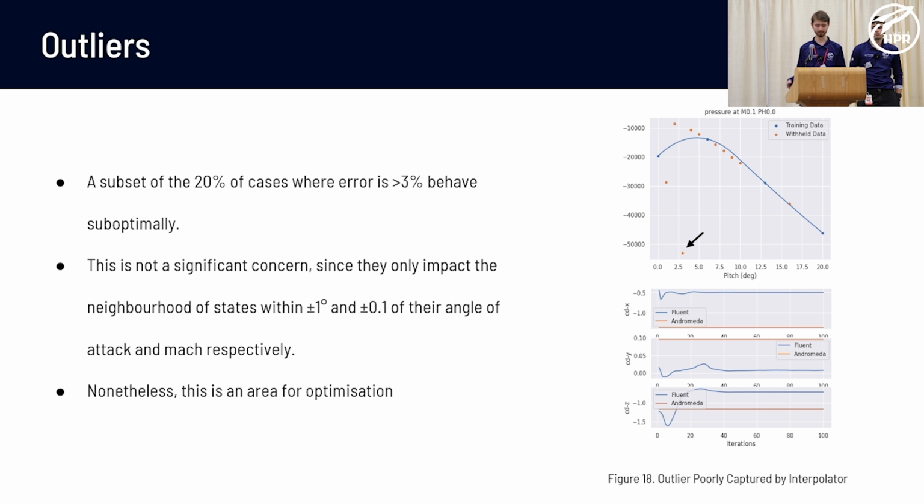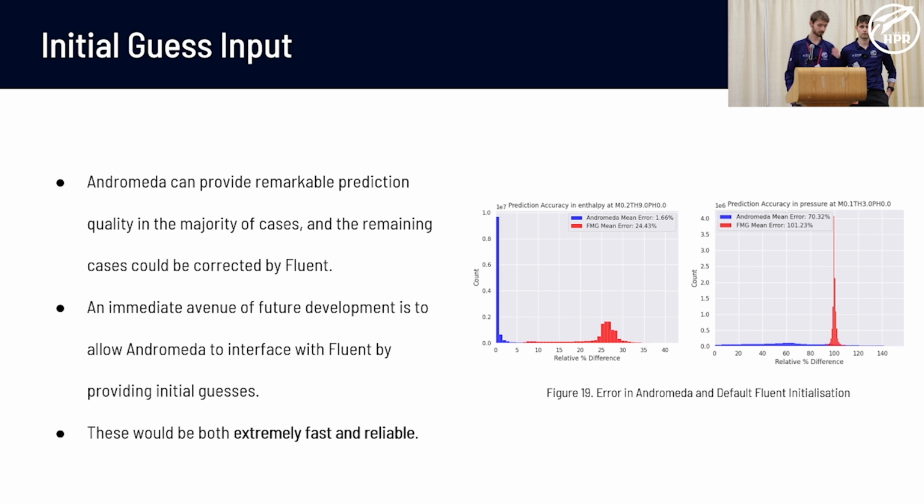However, obviously, it would be nice to mitigate this and account for these outliers, as well as pushing down this 3% error as far as we can, so that it will be possible to leverage Andromeda's remarkable speed at any stage of the design cycle, including at the very end when we are concerned about pinpoint trajectories and we need very, very precise drag. And so how can we do this?